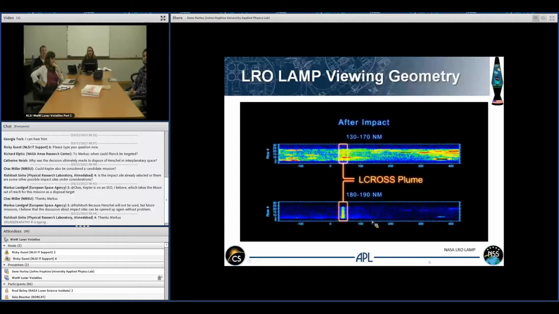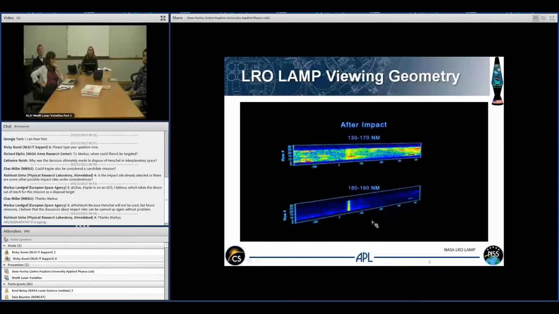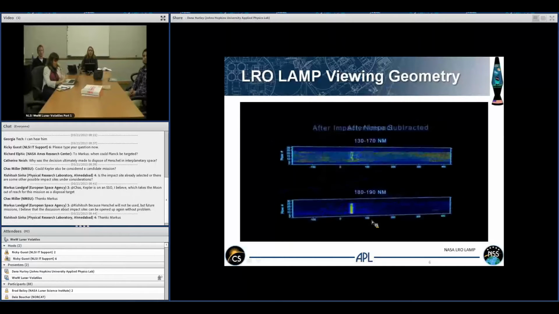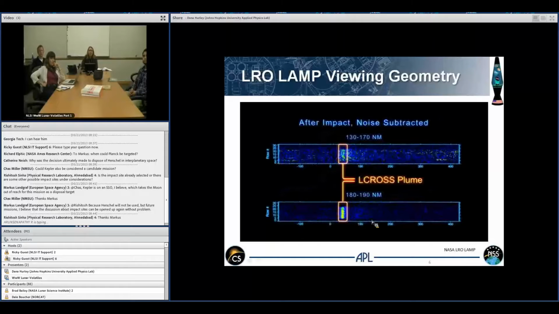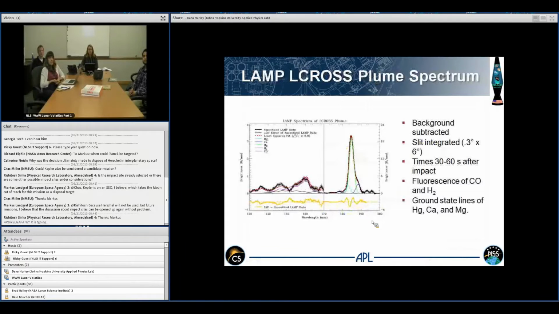So we got an idea of what the background stars look like, so we could subtract the background from the previous orbits to get just the signal from the vapor plume. We did that for both LCROSS and GRAIL.